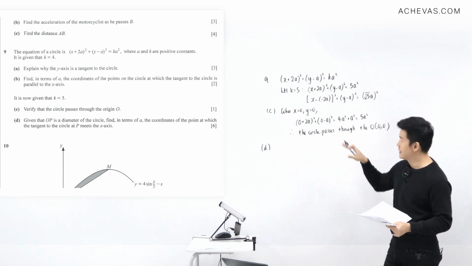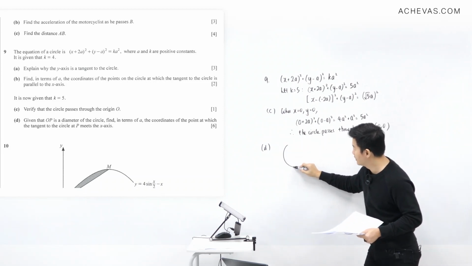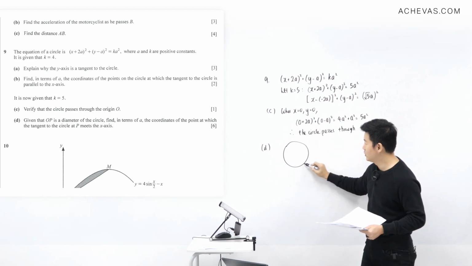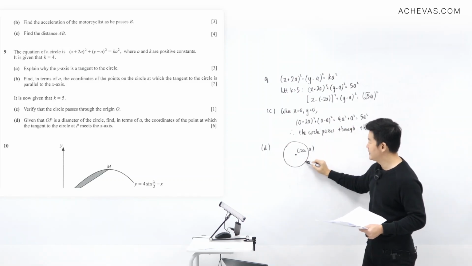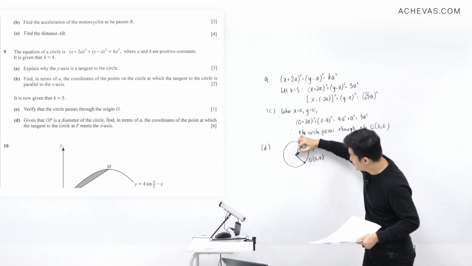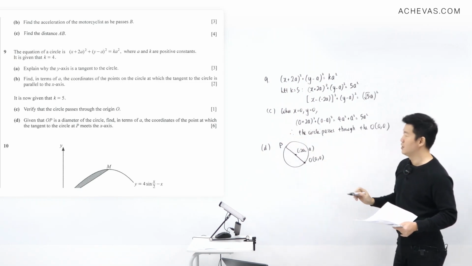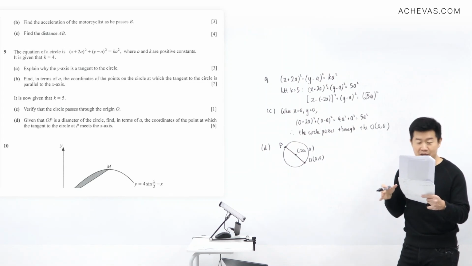We know from part C that the circle is going to be passing through the origin. So if I were to draw the circle here, the center is going to be at (−2a, a), and this circle is going to be passing through the origin, which is at (0, 0). P is going to be at the opposite side so that it can form the diameter of the circle. So let's say this is point P. And what the question is saying is that at point P, we need the tangent, and this tangent is going to meet the x-axis.